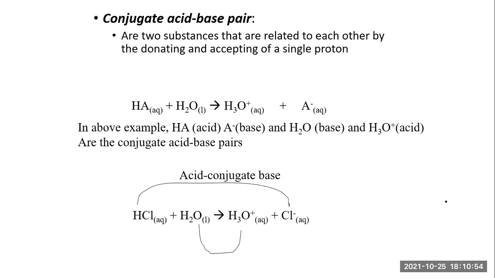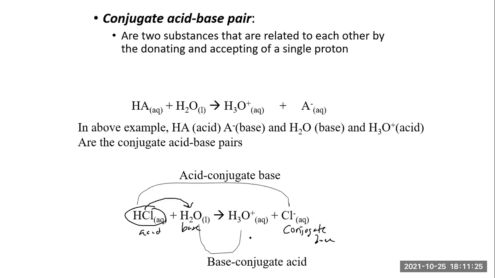So if we look at a real example like HCl and water. In this case, obviously, this right here is our acid. It's going to donate its H plus to water here, which is acting as the base. The result of that is the acid loses its H plus, which now means on the other side, that is its conjugate base, while the H2O gains the H plus, and that becomes its conjugate acid in this particular case.